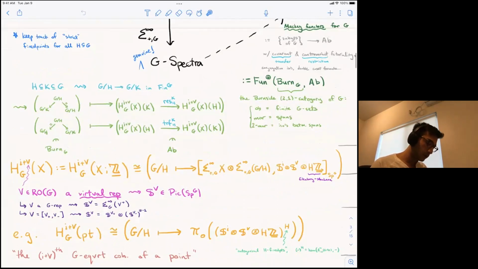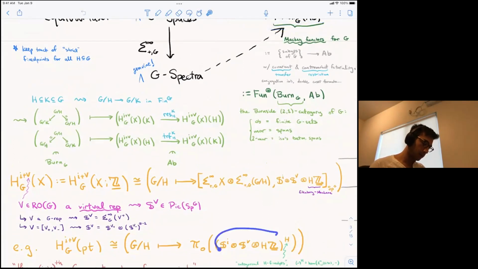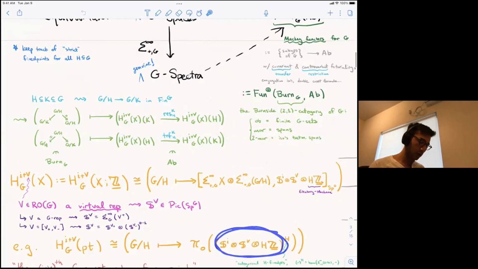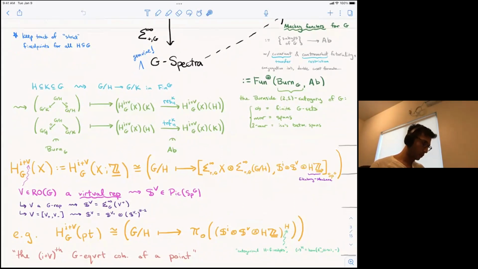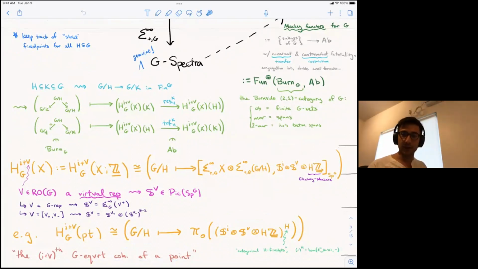And then now Homs out of G mod H, that's the same thing as H fixed points, or more specifically what's often called categorical H fixed points. So just an upper H like that means Hom out of G mod H. And this is the quantity that assembles into equivariant cohomology as a Mackey functor. The values of equivariant cohomology are the categorical fixed points of this tensor product of genuine G spectra. So this is the equivariant cohomology of a point in dimension I plus V, where V is a virtual representation and I is an integer. Okay, so that's the thing that we're studying.